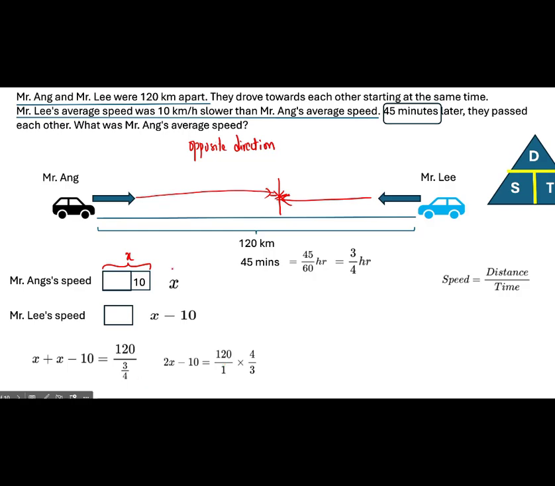Now we also know that 3 times 40 is 120, and 4 times 40 is 160. So 2x is equal to this, minus 10 comes over here, will be 160 plus 10, and x is equal to 170 divided by 2, which is 85 kilometers per hour. That is Mr. Ang's average speed.